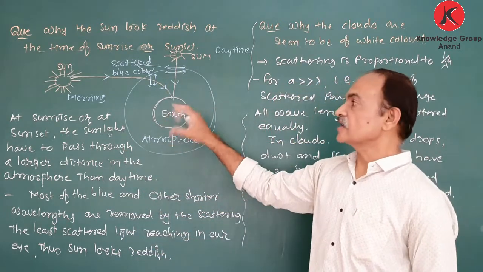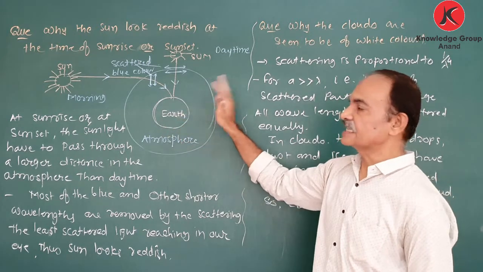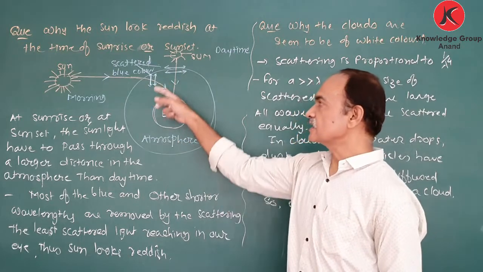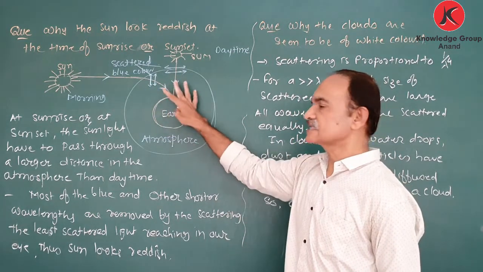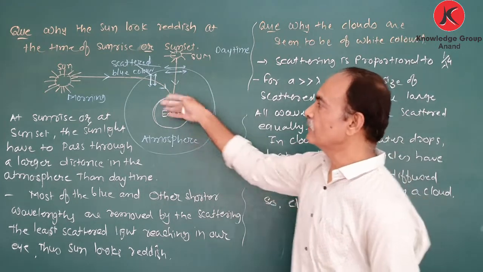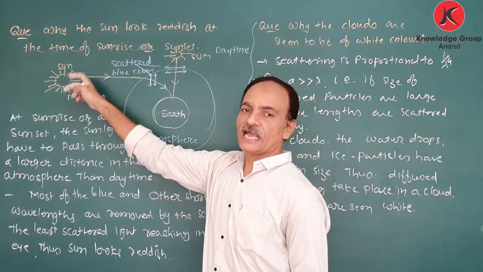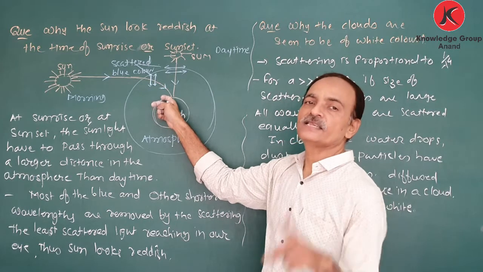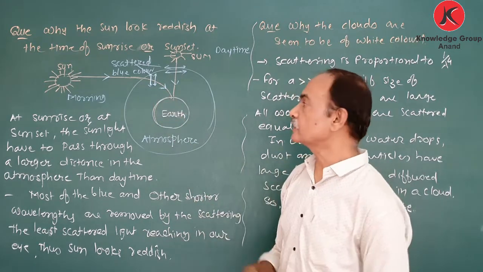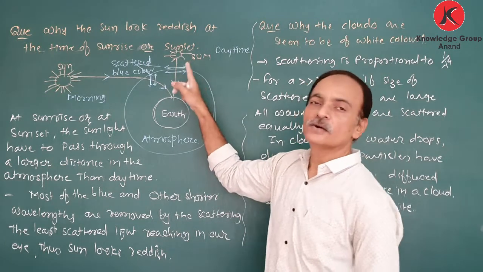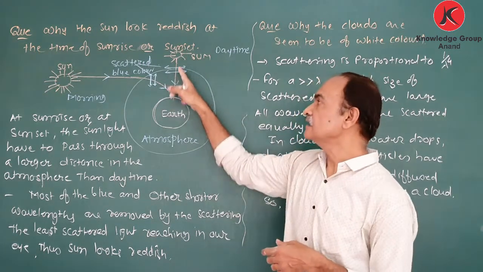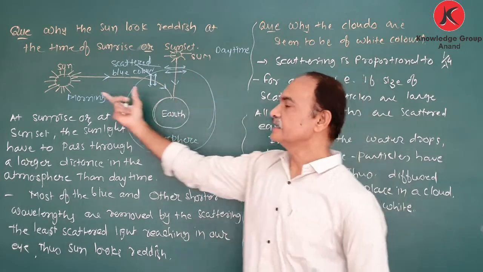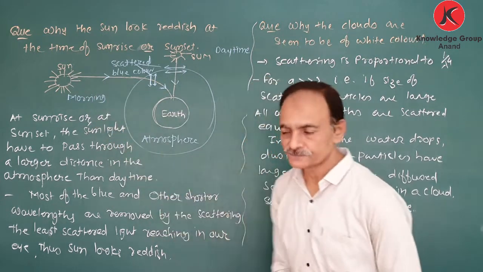Now, what happens? The figure shows the sunrise. When the sun rises, the earth is surrounded by the atmosphere up to a certain region. During the morning or evening, the sunlight coming from the sun travels quite a greater distance in the atmosphere of the earth compared to noon. Because at noon, the sunlight is incident normally on the surface of the earth. Therefore, here the distance is short, and here it has to travel quite a greater distance.